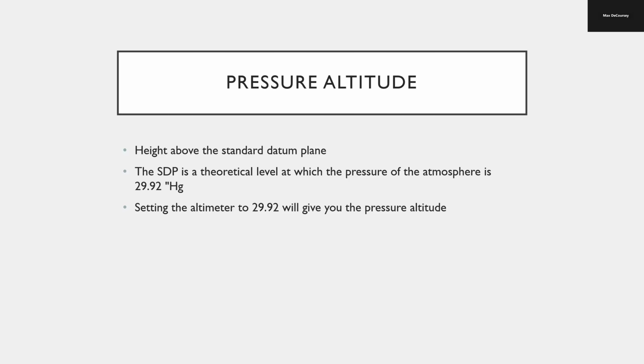The important thing to remember about the pressure altitude is that it's the height above the standard datum plane. What I mean by that is the FAA on the written likes to ask that question, and the answer will be the height above the standard datum plane. It's just the theoretical altitude at which 29.92 exists, given the current atmospheric conditions.